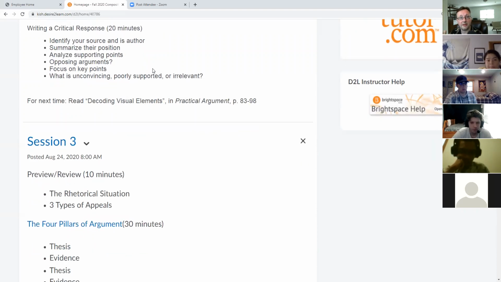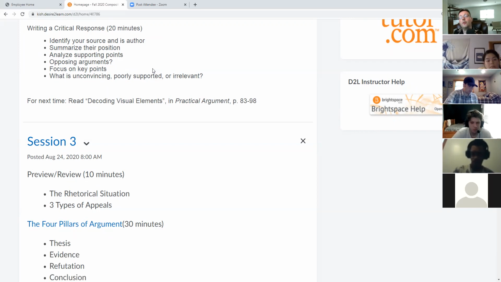You should summarize the position of the opposing argument or the author with whom you are agreeing, whose perspective you're agreeing with. You should then analyze one by one their supporting points. These will oftentimes formulate or take up the body of a longer written essay. So for a critical response, each of the supporting points probably would equate to about one body or 1.5 body paragraphs.